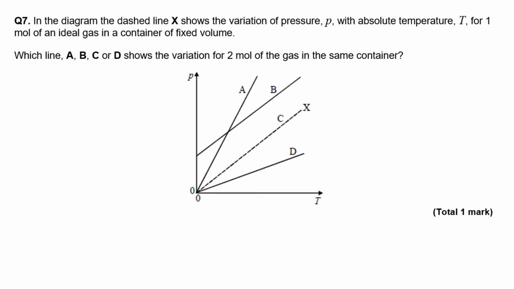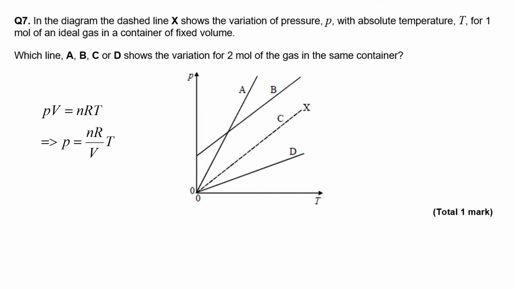Okay, so moving on to this one. The dashed line X shows the variation of pressure with absolute temperature for 1 mole of an ideal gas at fixed volume. So we can see it's a straight line because they're directly proportional to each other, as we saw earlier. Which line shows the variation for 2 moles of the gas in the same container?